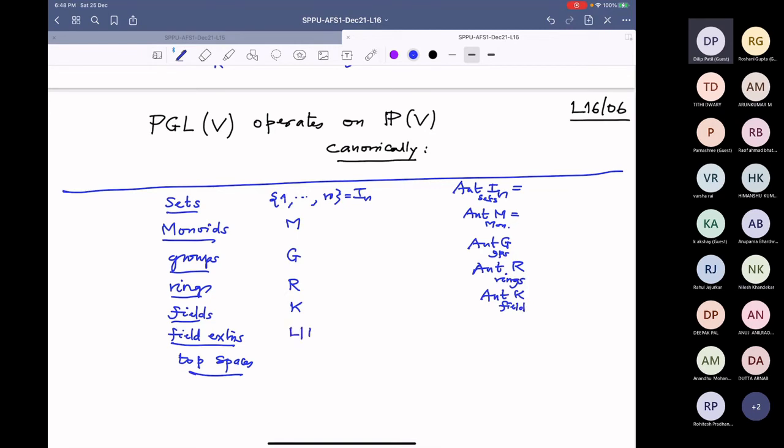Field extension L over K. Then you have the automorphism group of L over K as K-algebras, that we are denoting Galois group. That is precisely called a Galois group. For topological spaces X, you write Aut X, which means homeomorphisms. These are homeomorphisms.